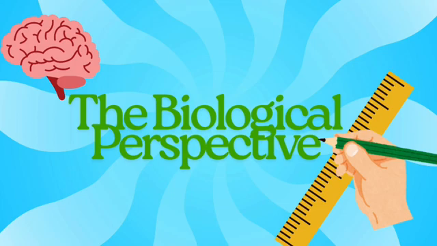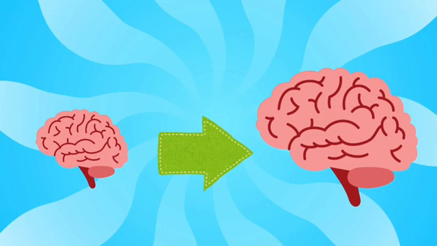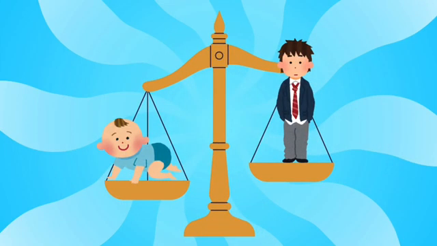Next is the biological perspective, which looks at how growth of the body and brain affects learning and behavior. This view reminds us that learning depends on physical and neurological readiness. For example, a 5-year-old may not yet be ready to write neatly because their fine motor skills are still developing. As teachers, it's important to recognize that readiness matters. We can't expect a skill before a child's body and brain are ready for it.